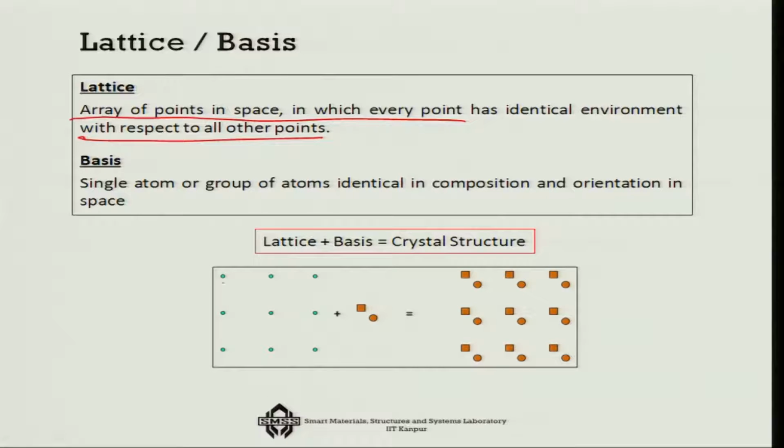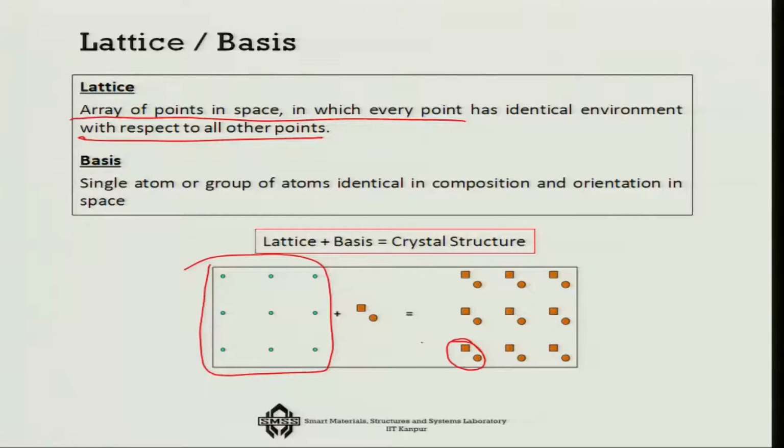For example, this is a lattice structure where every point has an identical environment with respect to the other points, and the basis is actually the single atom, or a group of atoms identical in composition and orientation in space. So, a crystal structure has 2 parts. One is the lattice. The same lattice can have different types of bases, and thus can have different types of crystal structure. So, the crystal structure consists of the basis and the lattice.